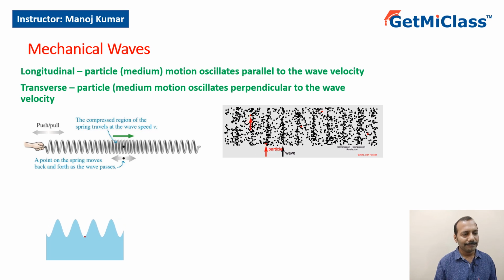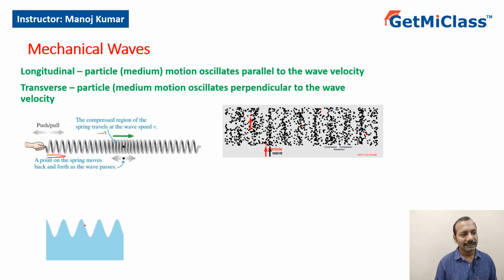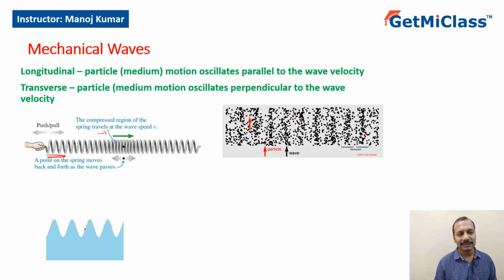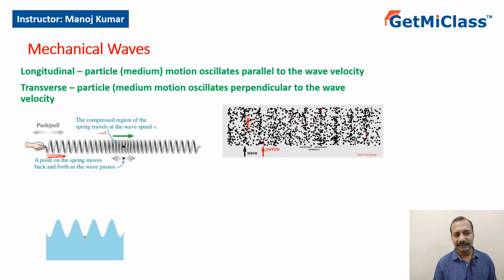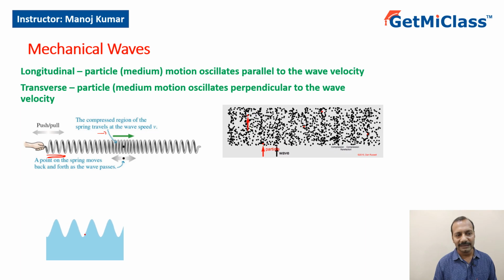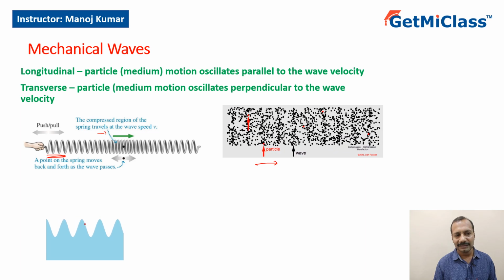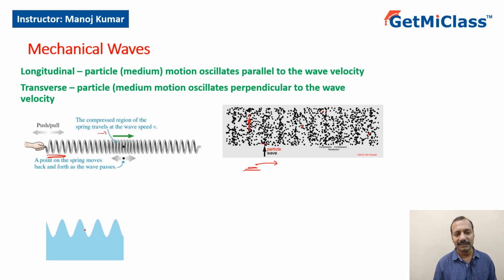I compress the spring. The compression travels from one point to another point, and the oscillation is also in this direction. So this is a longitudinal wave. Now here also you can see that the points where the density of particles is more, that is the disturbance. Now the disturbance is traveling, and you can see that the red particle is oscillating in this direction. So the wave travels like this, energy is being transferred like this, and the particle is also oscillating like this. So this is a longitudinal wave.